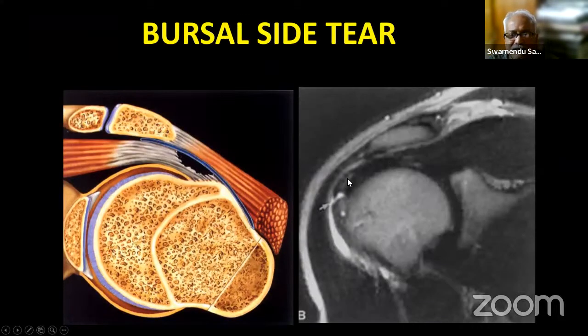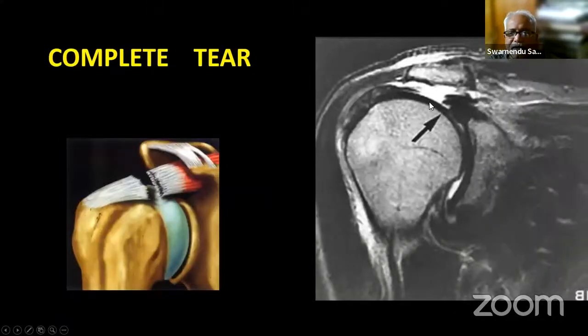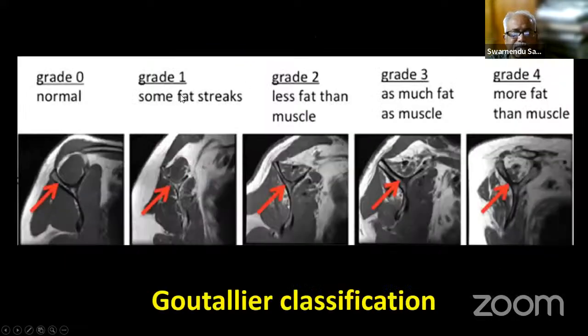If you see this sort of tear, again you can see the tear on the bursal side. And this is the diagrammatic depiction. Now if you go back to the MRI picture, there is a superior leaf and an inferior leaf, but there is the same degeneration in the intra-substance. So this is the intra-substance tear. Now you see there is no continuity in the tendon here. So this is the complete cuff tear.